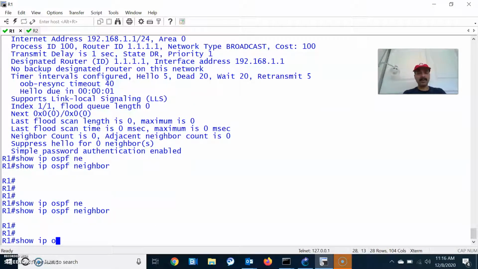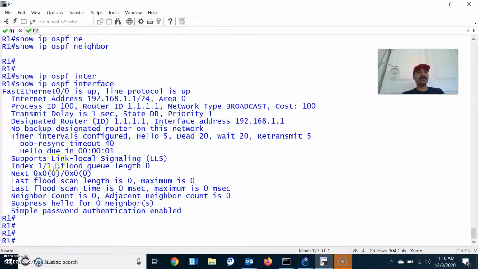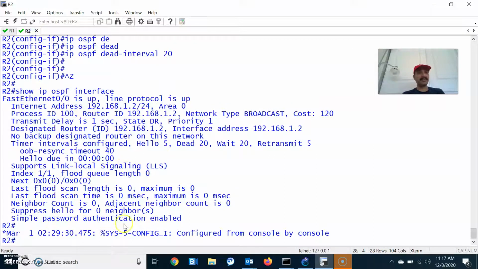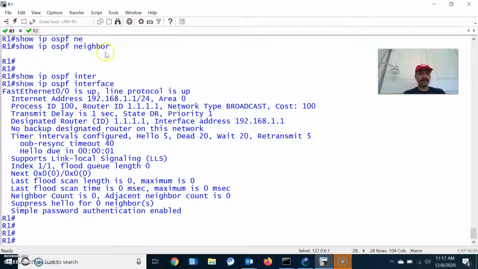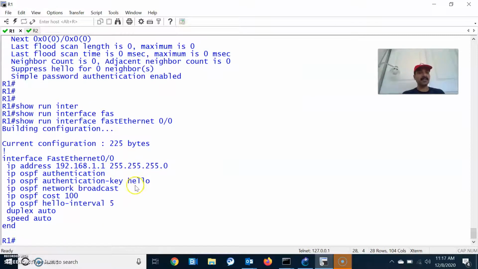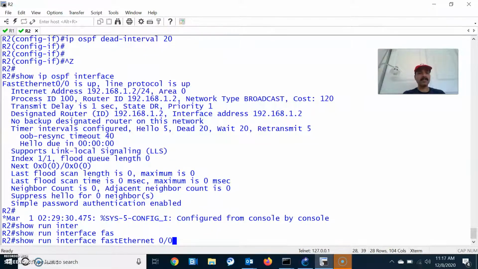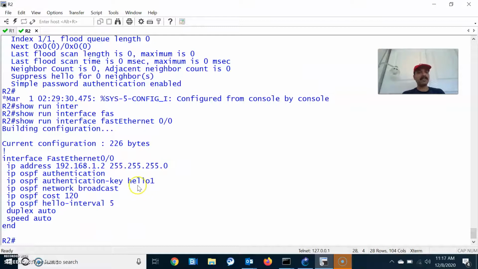So show IP OSPF interface. So already we have enabled the simple password authentication. So that might be a key issue in the password authentication. Let us now debug that. So go to show run interface FastEthernet 0/0. Similarly, this is showing the authentication key is hello, right? So both should have the same authentication key. Show run interface FastEthernet 0/0. So let us see. This is having a different key, right? Hello1. So let us fix that.